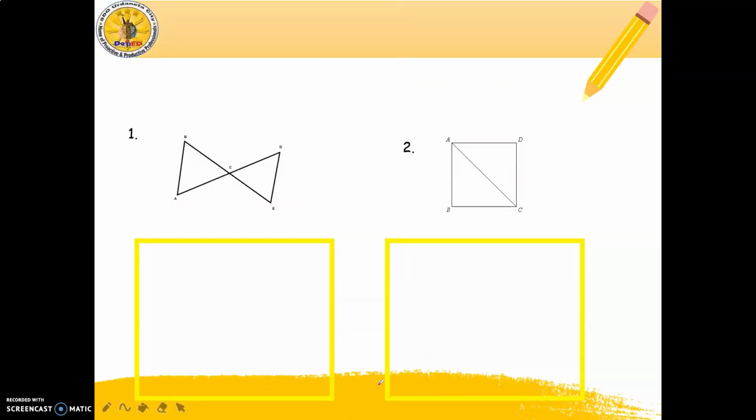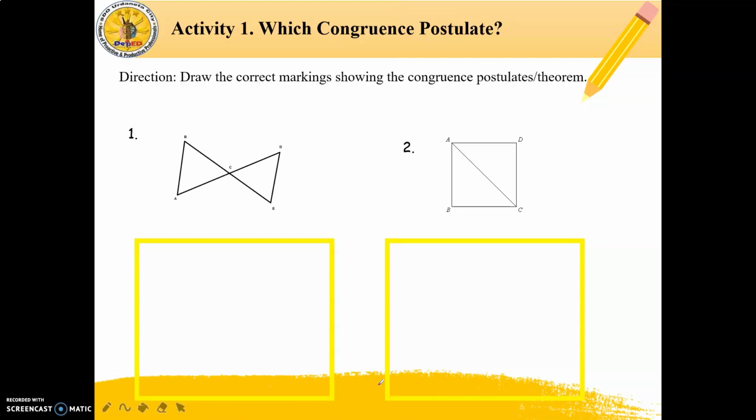To deepen understanding, let's have some examples. Listen carefully because the examples are patterned by the questions written in your activity sheets. Activity 1 is entitled, Which Congruence Postulate? You have to draw the correct markings showing the congruence postulates and theorem.